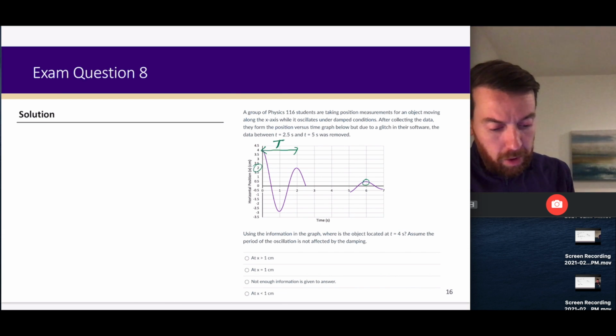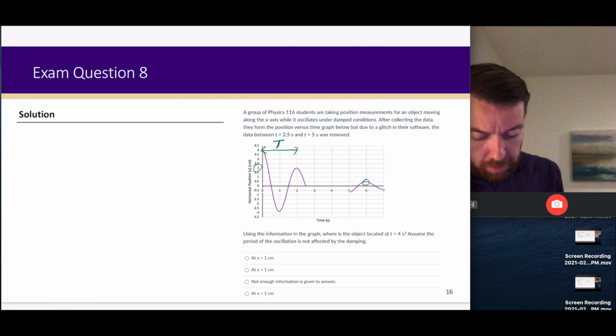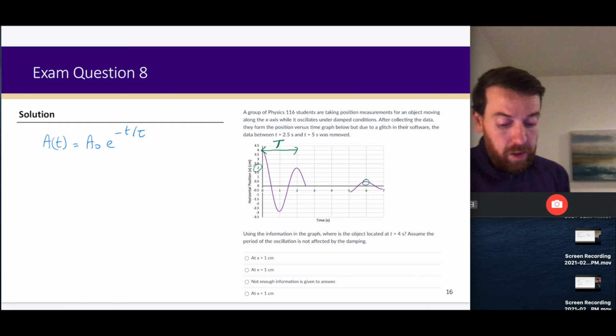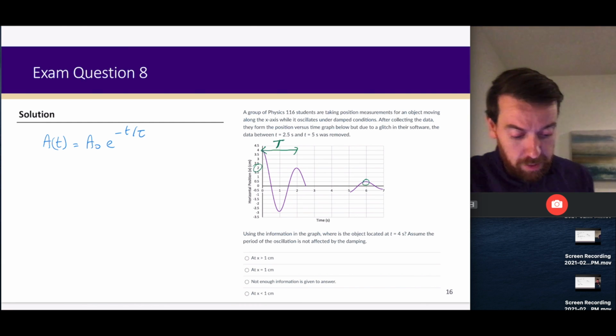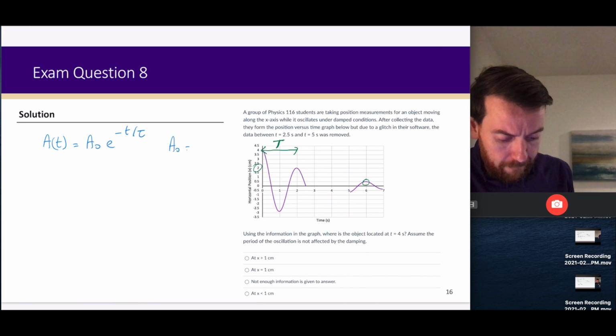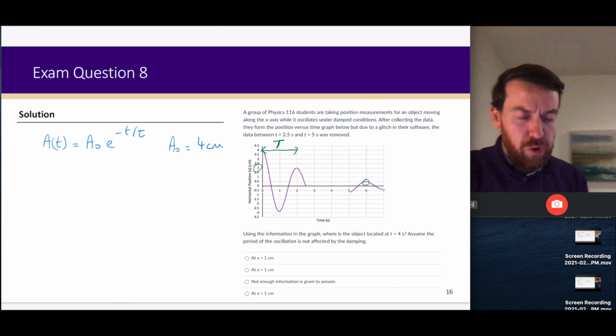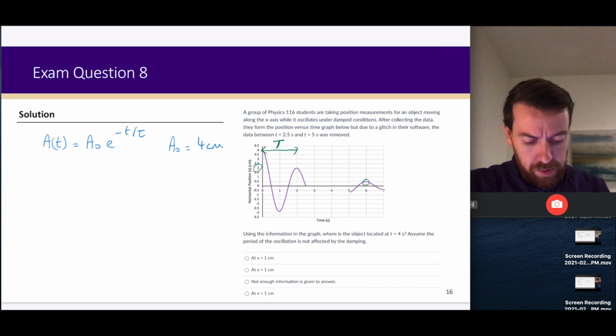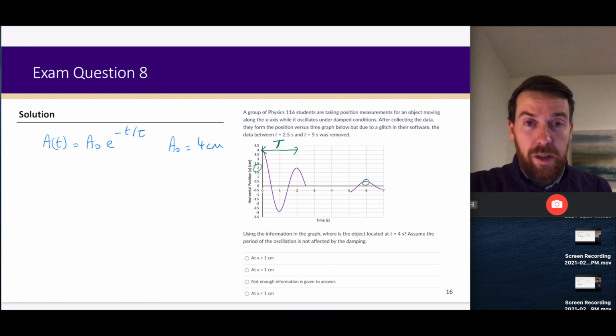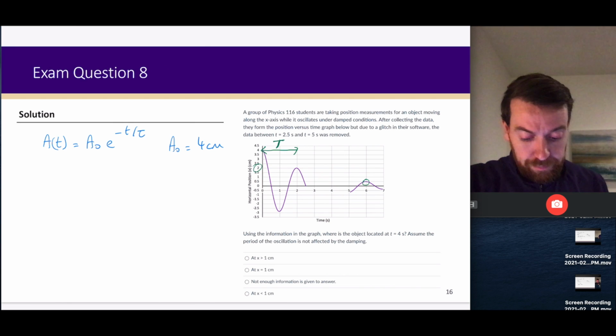So if we're thinking about our expression, as we said from the previous page, A of t equals A0 e to the minus t over tau. We do have A0, it's 4 centimeters, and I think that was true for both versions. Now, the same method of course will apply here. We can use the information either at 2 seconds or at 6 seconds to solve for tau.